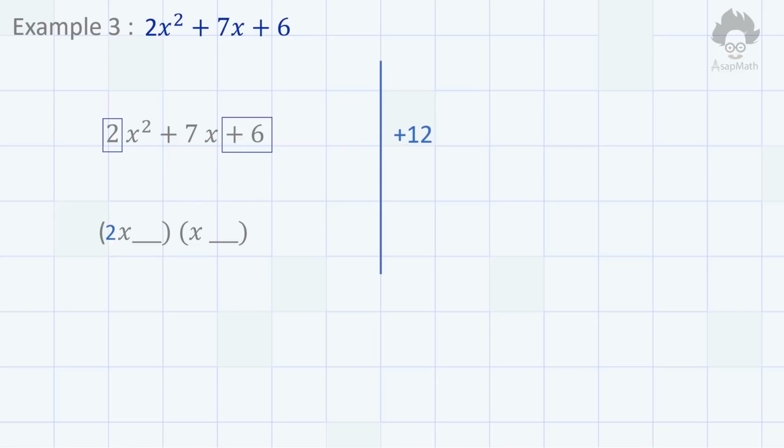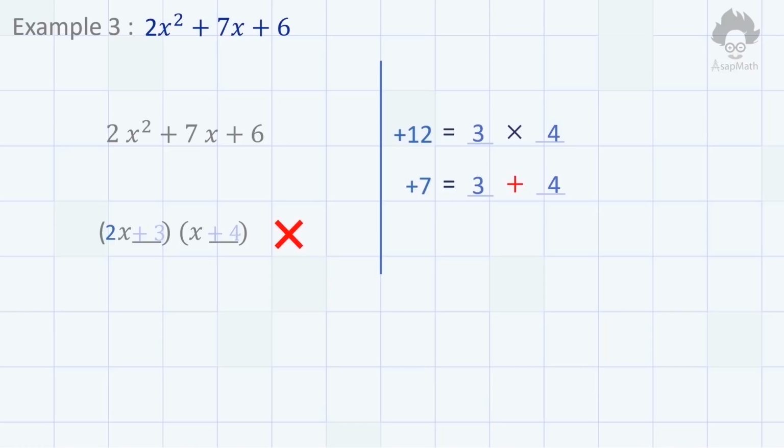Then we should take the coefficient of x term. It is plus 7. Now we have to find two factors of plus 12 such that the addition of the two factors is equal to plus 7. Plus 3 and plus 4 satisfy both conditions. Can we directly use these two factors to complete the linear expressions?